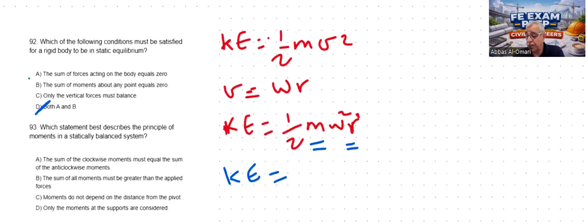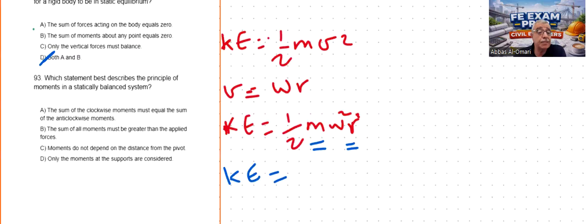Next question, which statement best describes the principle of moments in a statically balanced system? The choice is: the sum of clockwise moments must equal the sum of anti-clockwise moments. So the summation of moments in the two opposite directions should be equal, so the net moment is zero. So this is the correct answer.